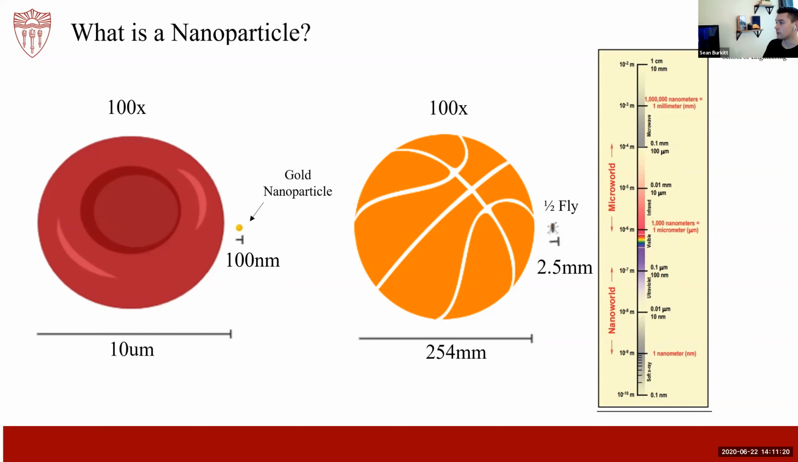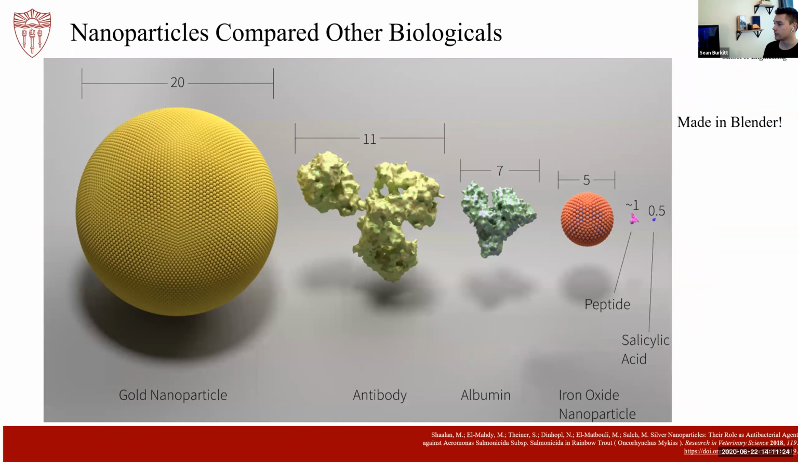And why is this relevant? Why am I talking about sizes at all? Nanoparticles are quite interesting because they're a lot larger than other molecules and biologicals that we typically work with. You can see here a 20 nanometer gold nanoparticle, and compared to an antibody, which is a rather large biological molecule, it's about double in size. Nanoparticles can go from what we typically think of as 1 nanometer up to 1,000 nanometers or 1 micron. So this is the smaller end of the spectrum for nanoparticles.